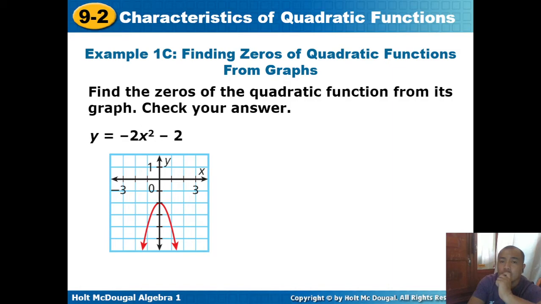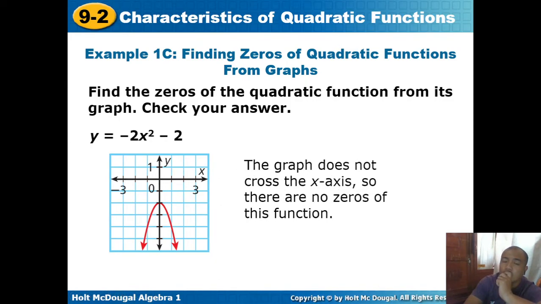Example 1c, finding the zeros of quadratic functions from graphs. Find the zeros of the quadratic function from its graph. Check your answer. y equals negative 2x squared minus 2. The graph opens downward because a is negative, a is less than 0. So what are the zeros? Okay, the graph does not cross the x-axis, so there are no zeros of this function. Only the y-intercept, which is negative 2. But this time there are no zeros because it does not touch the x-axis.